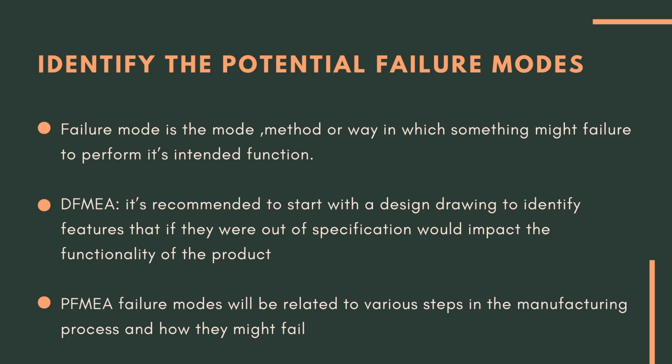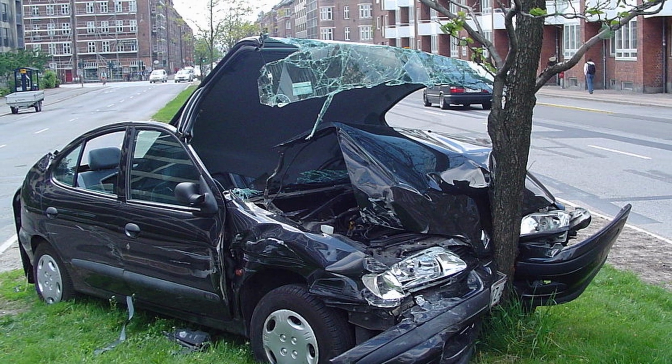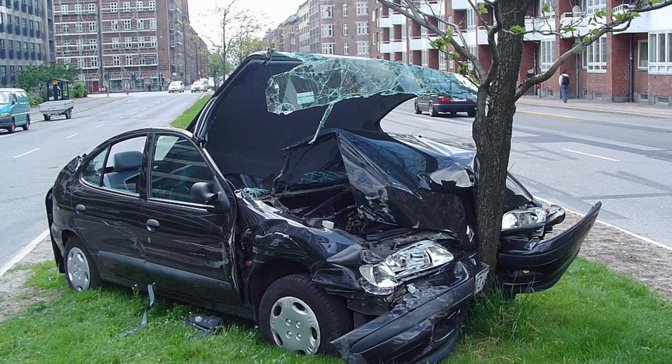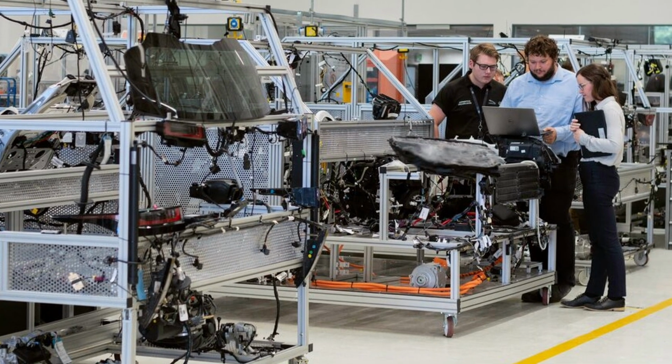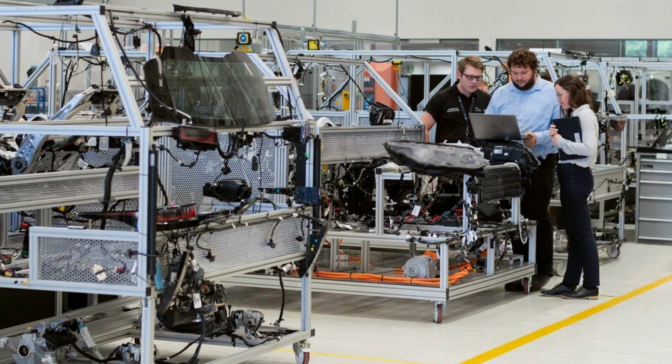Now, let's talk about the potential failure modes. So, what is a failure mode? Failure mode is the mode, method, or way in which something might fail to perform its intended function. For the FMEA, it's recommended to start with a design drawing to identify features that, if they were out of specification, would impact the functionality of the product. For PFMEA, failure modes will be related to various steps in the manufacturing process and how they might fail.